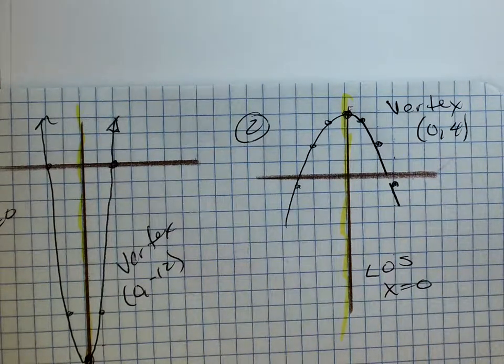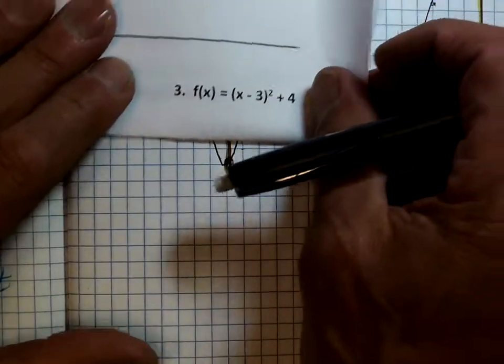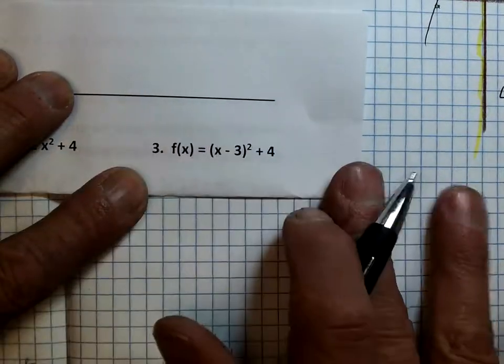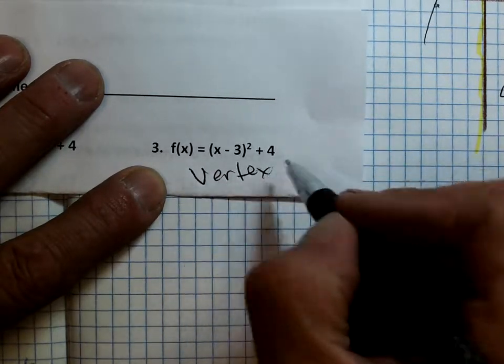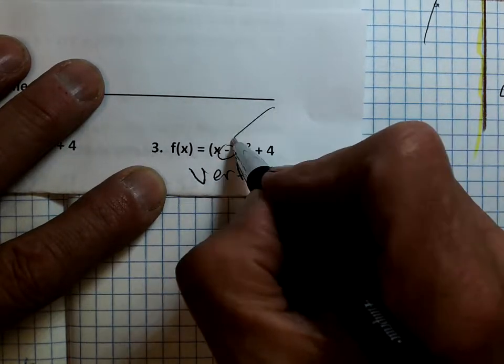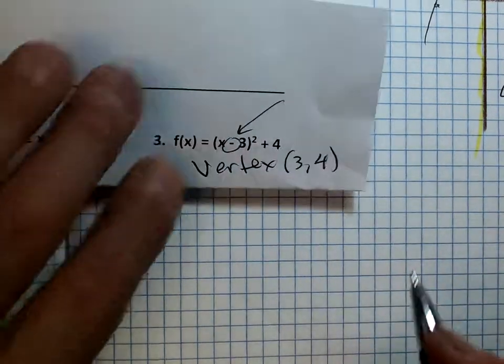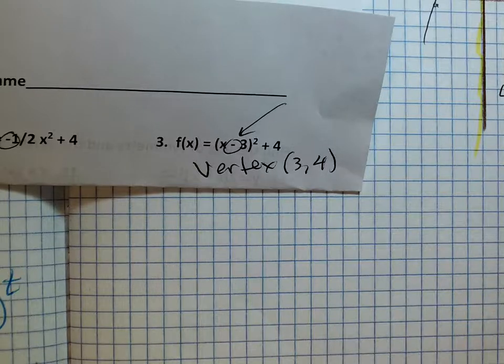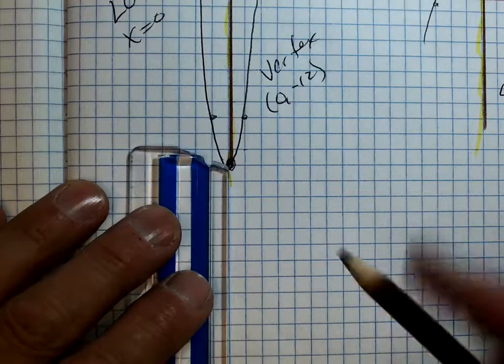Alright, let's look at number 3. Okay, number 3. Let's move this up to here. So what I know about 3 is that it has a vertex, but it's in vertex form. Opposite. Remember, it's got to be the opposite of that, so it's going to be at 3, 4. Remember the opposite inside. Okay, so I'm going to go ahead and draw number 3 in my little book.